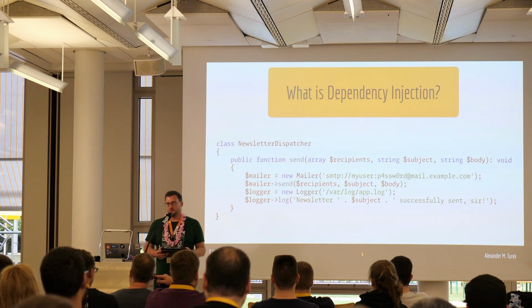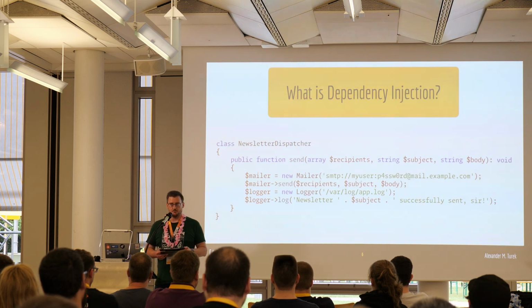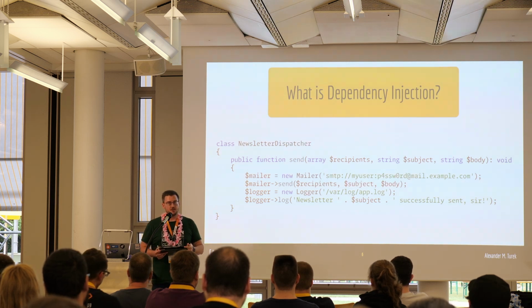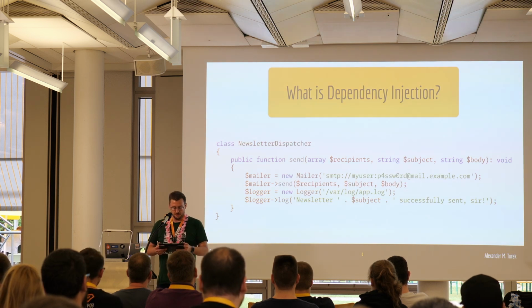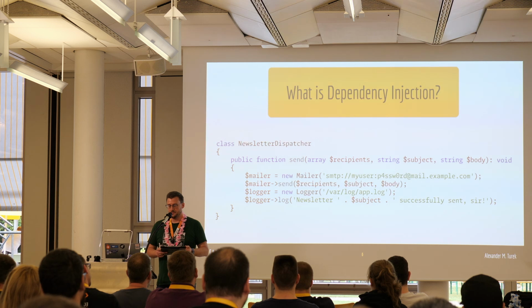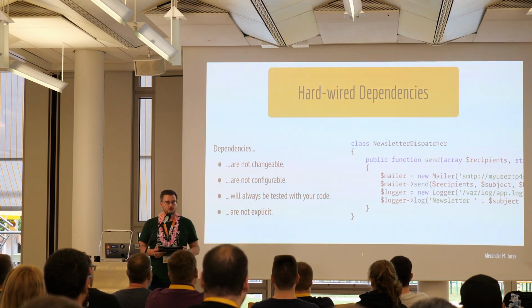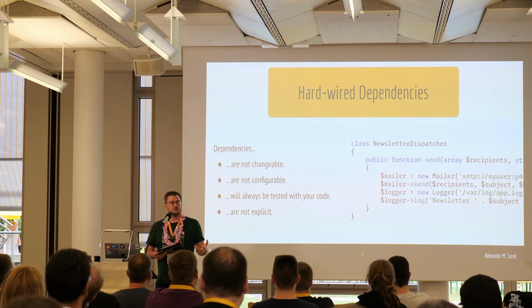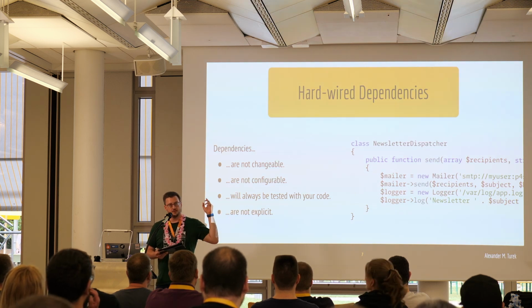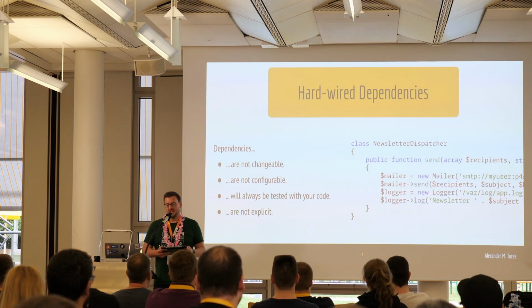And also for testing, we just had a session about testing with mock objects. Maybe I want to have a mocked mailer or a mocked logger for my testing. And this is also not possible in this scenario. So what we see here are hardwired dependencies. Those are not changeable. They are not configurable. They will always be tied to your code. So if you test this newsletter dispatcher, it will actually send mails through your production mail server.